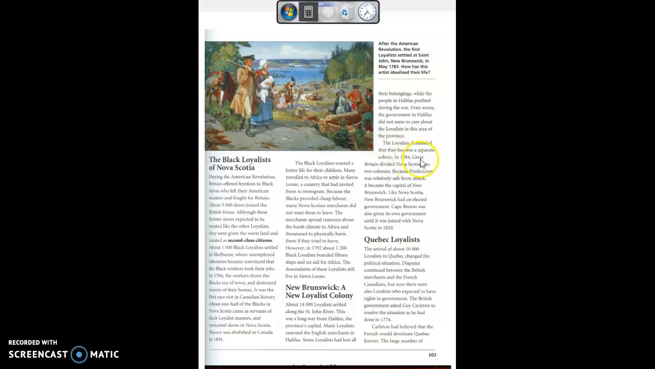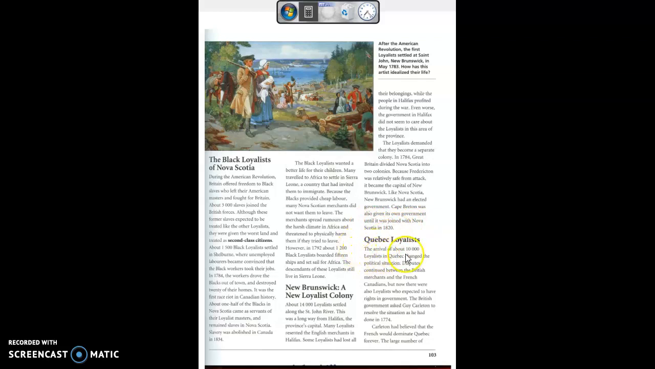In 1784, Great Britain divided Nova Scotia into 2 colonies. Because Fredericton was relatively safe from attack, it became the capital of New Brunswick. Like Nova Scotia, New Brunswick had an elected government. Cape Breton was also given its own government until it was joined with Nova Scotia in 1820.